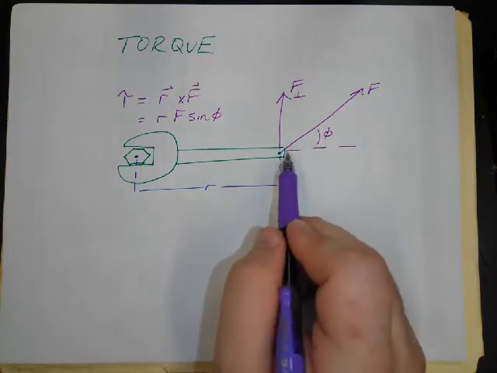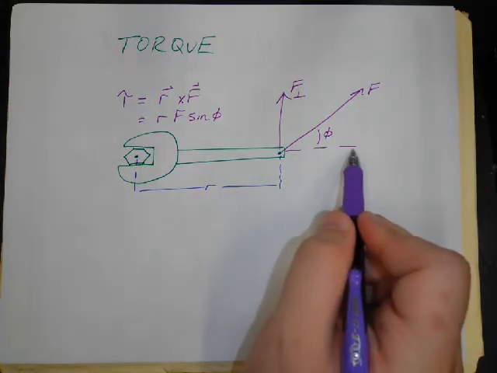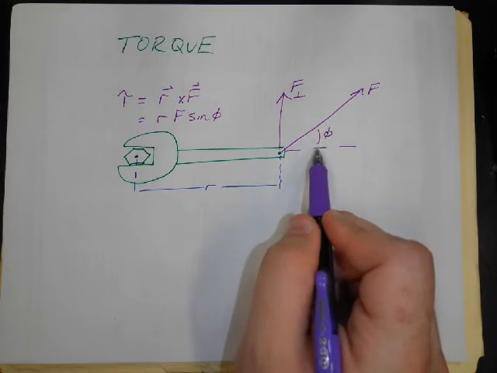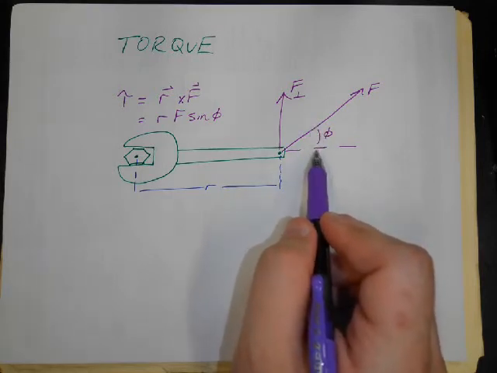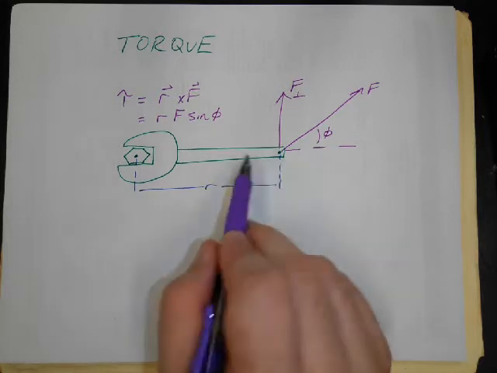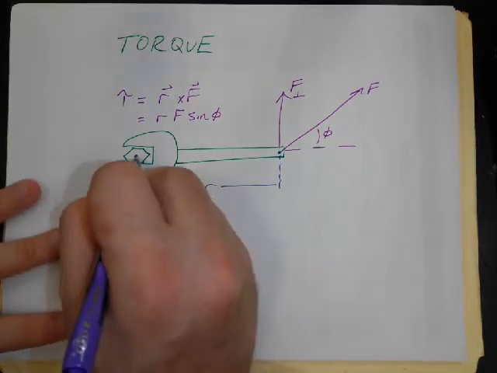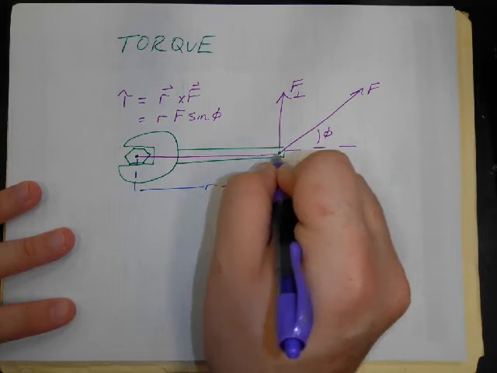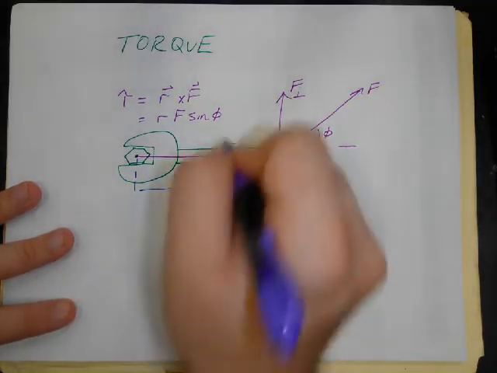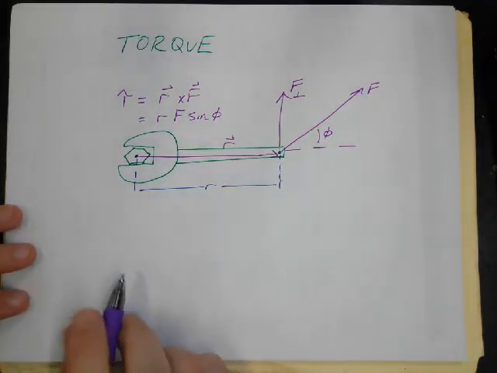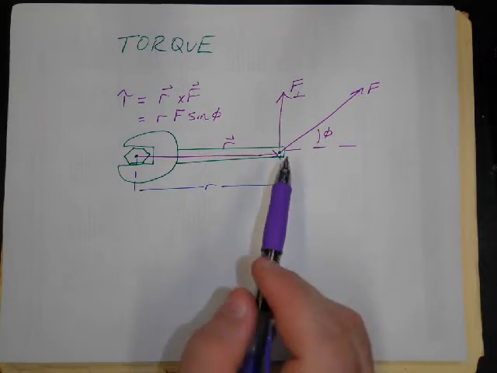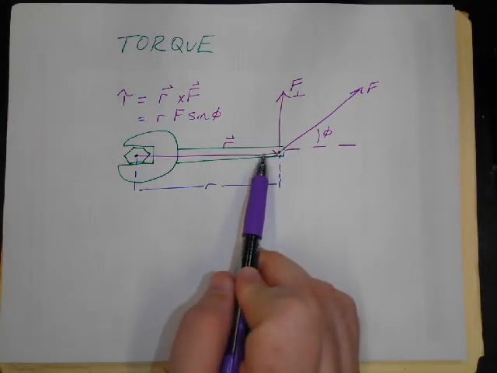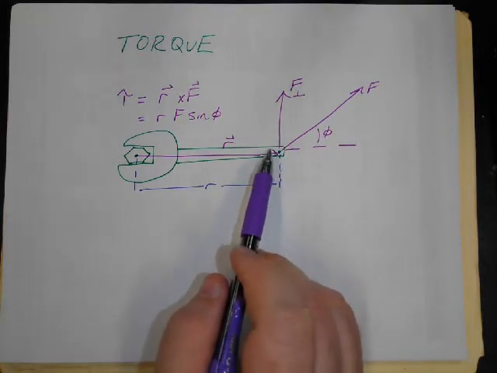So this is important: this dotted line is along R, and this angle here represents the angle made with that dotted line. So the angle F would make with R. So here's our vector R. That's the definition of torque, and it's all just about trying to figure out what these missing things are.